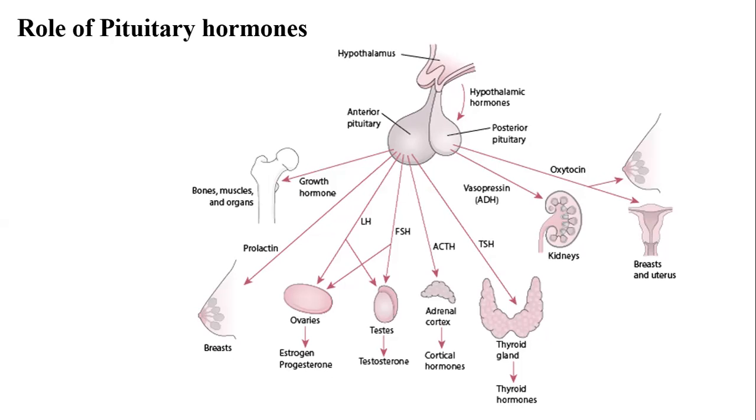One is vasopressin, also called antidiuretic hormone ADH, which acts upon the kidney and regulates urine formation. The second one is oxytocin, which acts upon the mammary gland for ejection of milk, and also acts upon the breast and uterus. So these are the various hormones which are secreted from the pituitary gland. This is all regarding the morphology of the pituitary gland. Now let us have a look at the morphology of the thyroid gland.